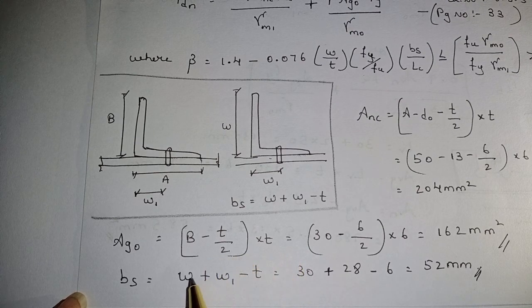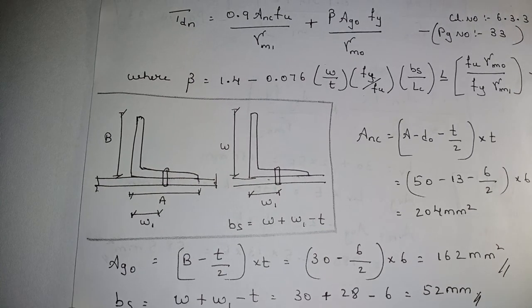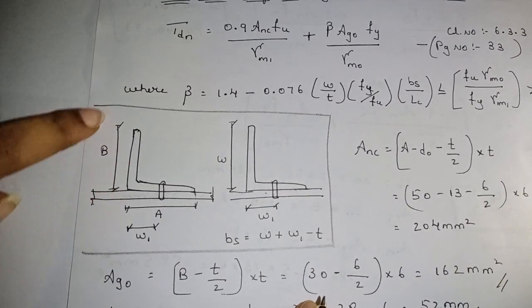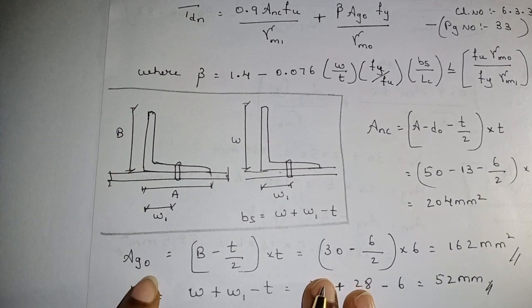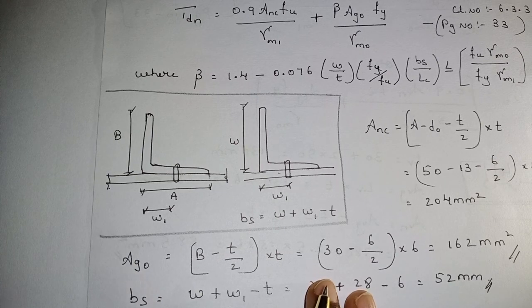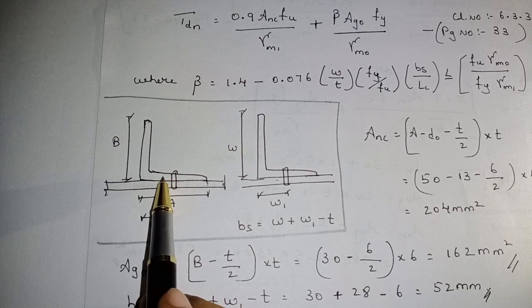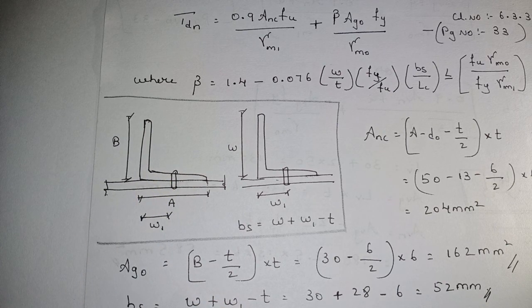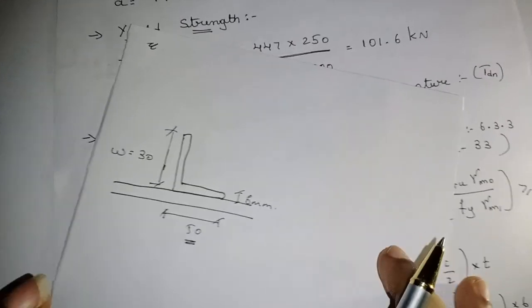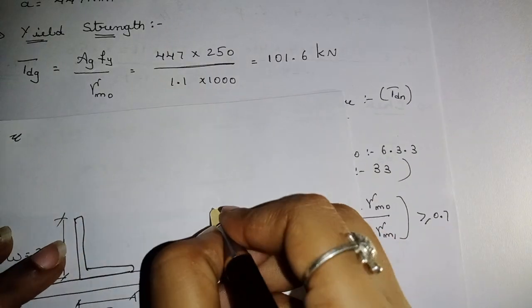Why we have got this is, we need to find out the gross area of the outstanding leg. Here AGO: A represents area, G represents gross, O represents outstanding leg. Okay, outstanding leg means which is not connected. This is connected to the gusset plate, so this is the connected leg. This is the outstanding leg. Okay, so now if I talk about it in a small angle section here.